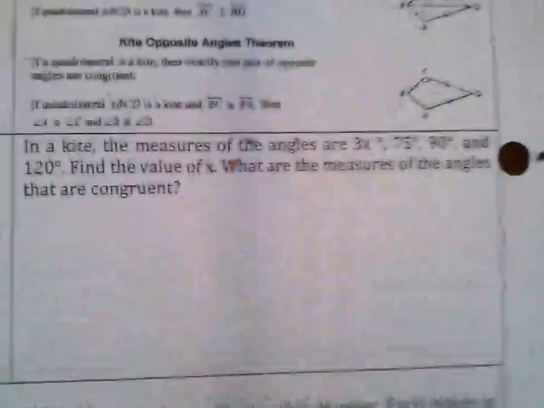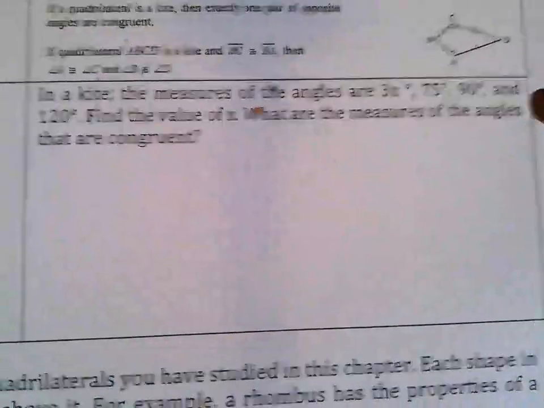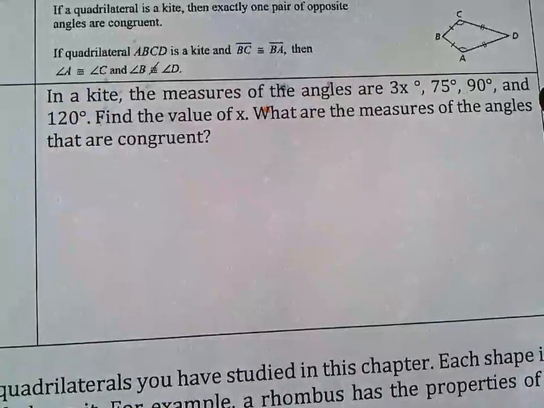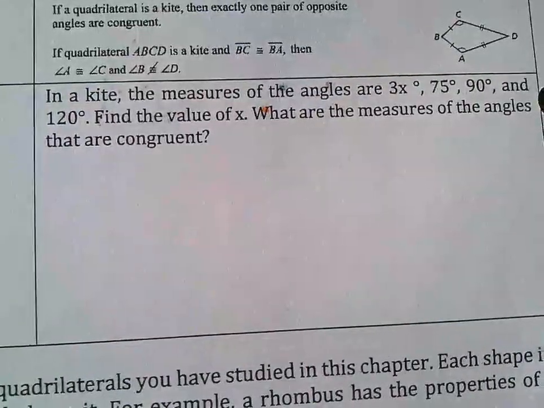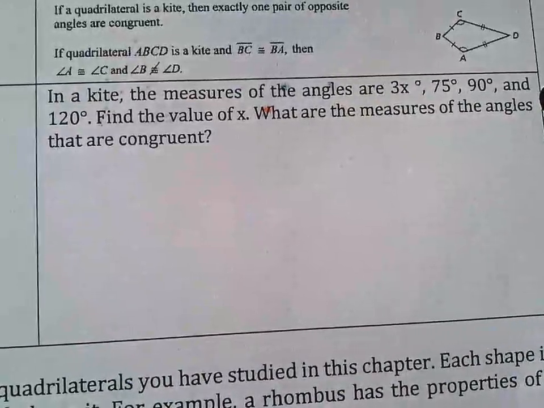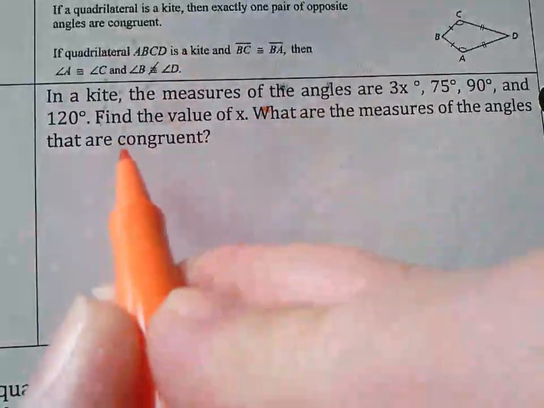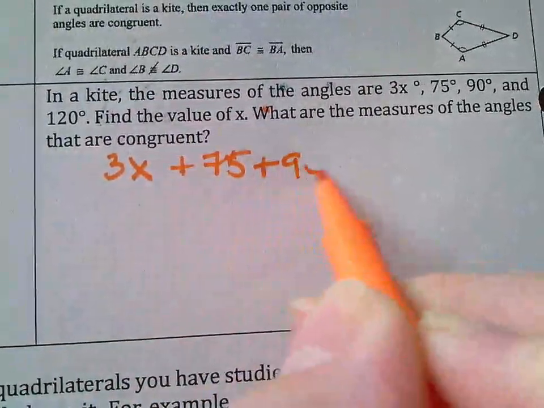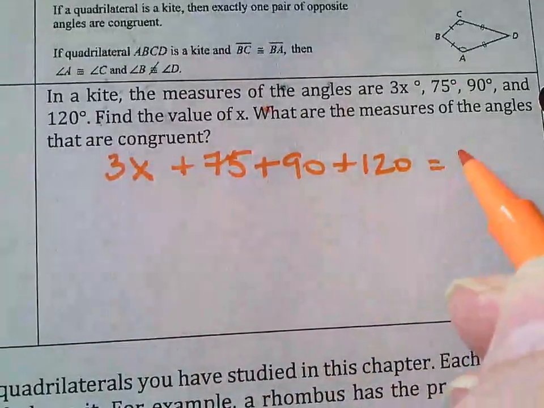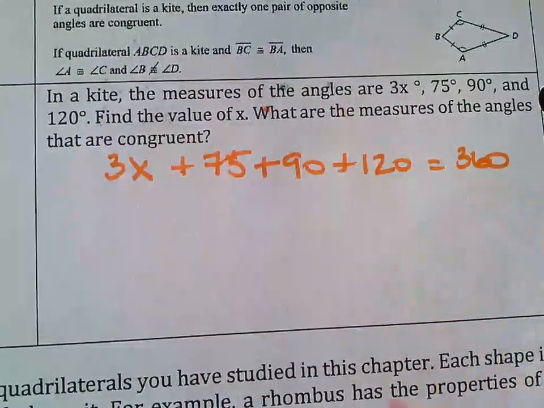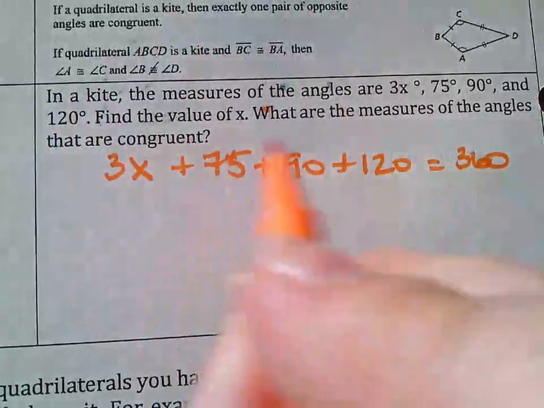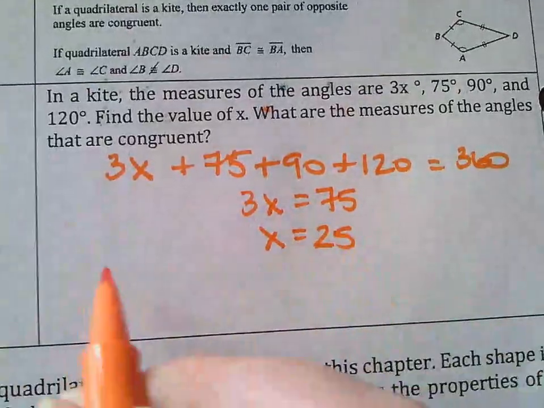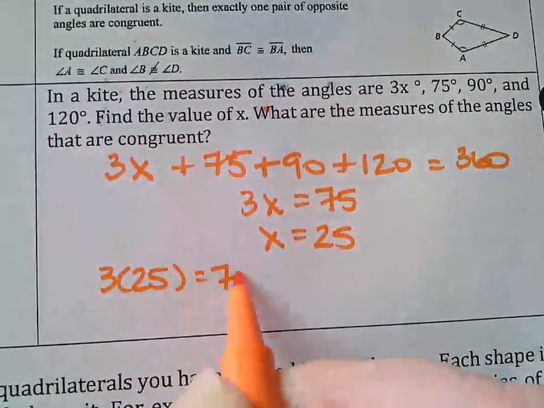Okay, so in this kite, the angles measure 3x, 75, 90, and 120. Find the value of x and then tell me what measures are congruent to each other, because two of these angles have to be congruent to each other. So 3x plus 75 plus 90 plus 120 are equal to 360. Again, 360 degrees in a quadrilateral. 3x equals 75, so x equals 25. 3 times 25 is 75.